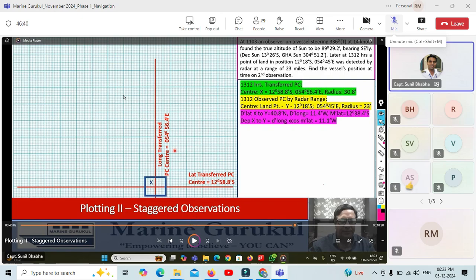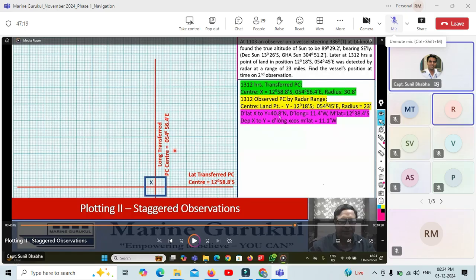Yes, sir. This D lat and D long, whatever is written in the pink, sir. Can you explain this one, sir? Okay, beta. Now you see, beta, we have two circles to be plotted. One is the transferred PC, whose center is at 1258.8 south. Another is an observation taken at 1312. Its center is at 12 degrees 18 minutes south. So we have taken the difference of latitude between these two, 1258.8 and 1218. That comes to 40.8.